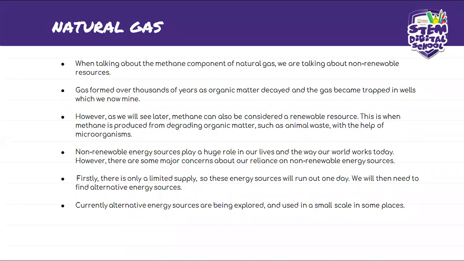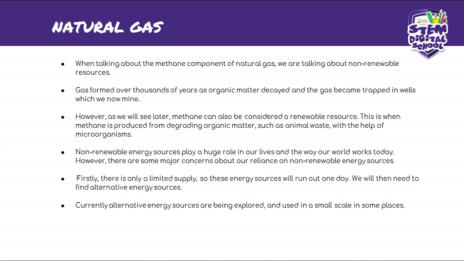So non-renewable energy sources play a huge role in our lives and the way our world works today. However, there are some major concerns about our reliance on what? Non-renewable energy sources. Okay, let's go on. Firstly, there is only a limited supply. So these energy sources will run out one day. We will need to what? Find alternative sources of energy.